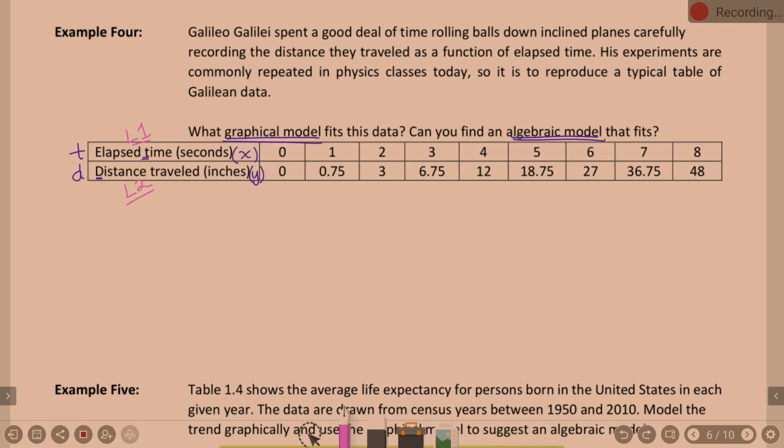And now my graph is 0 to 10 on the X and 0 to 50 on the Y. Now, can we see all of our points? Yeah. Thoughts on what we're seeing here?